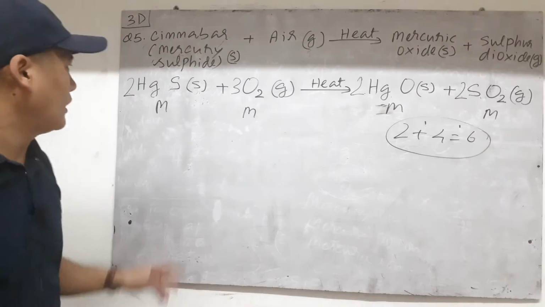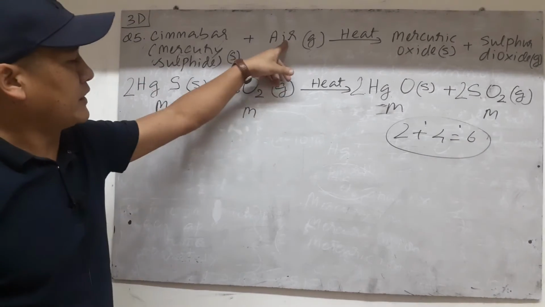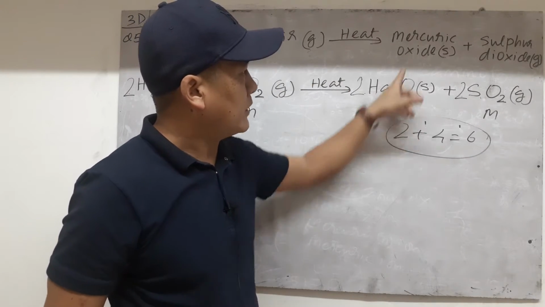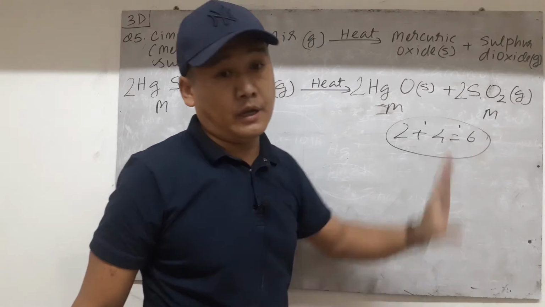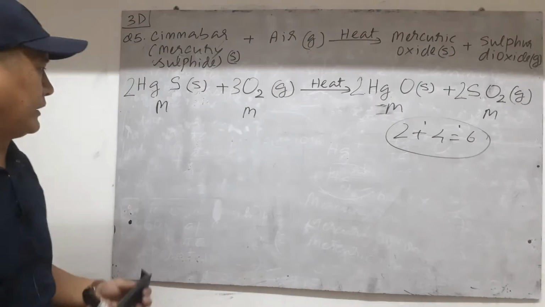So we can read now. 2 molecules of mercury sulfide react with 3 molecules of air or oxygen to give us, on heating, 2 molecules of mercuric oxide and 2 molecules of sulfur dioxide gas. The balanced chemical equation will read like that, right?